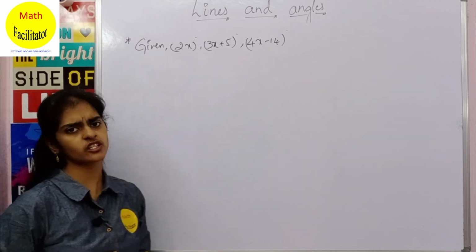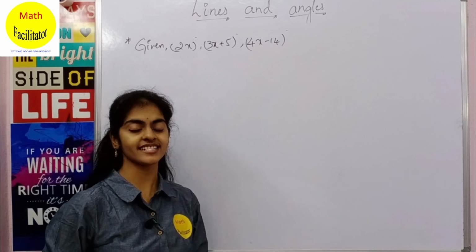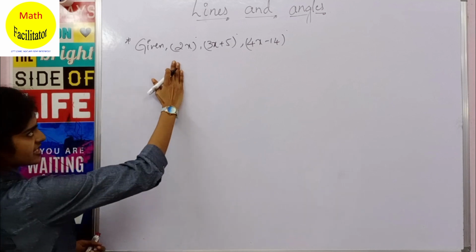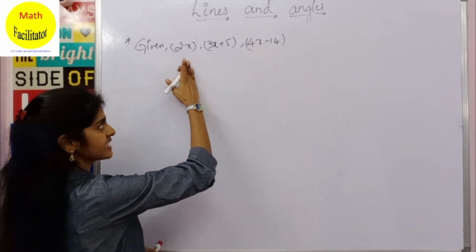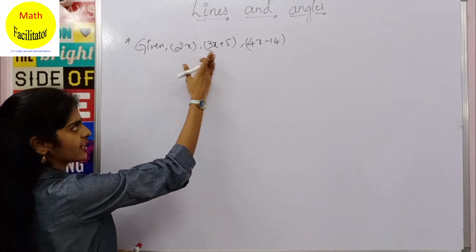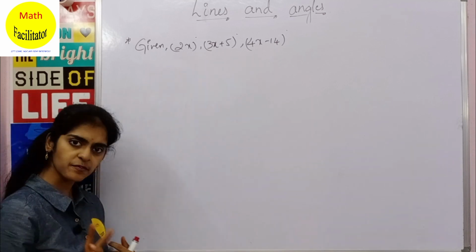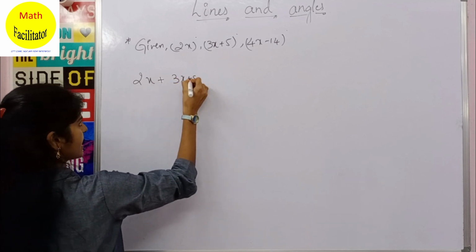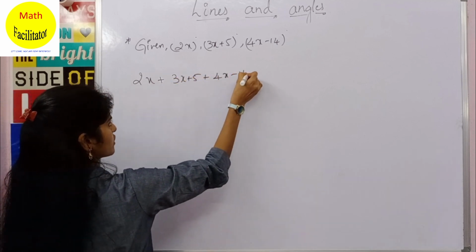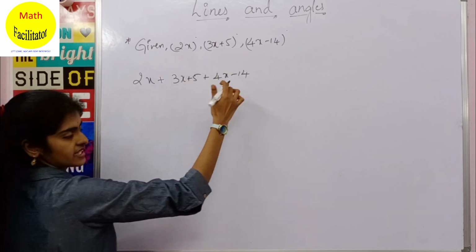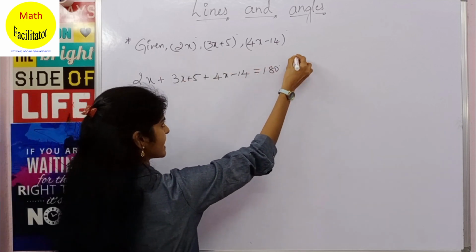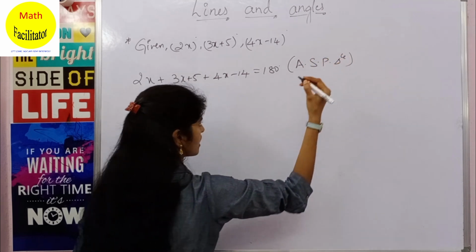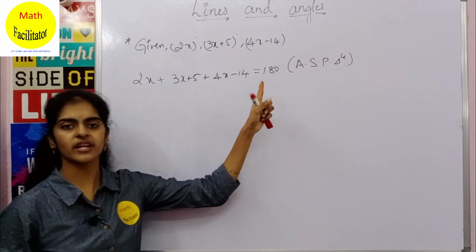So we have learned using angle sum property of the triangle that the sum of the angles in a triangle is how much? 180 degrees, okay? So if you add all these three angles, these three are angles of a triangle, the answer should be 180. So 2x plus 3x plus 5 plus 4x minus 14, I am adding all the three. The answer should be 180 using angle sum property of triangle. Okay, so always reasoning is very important.